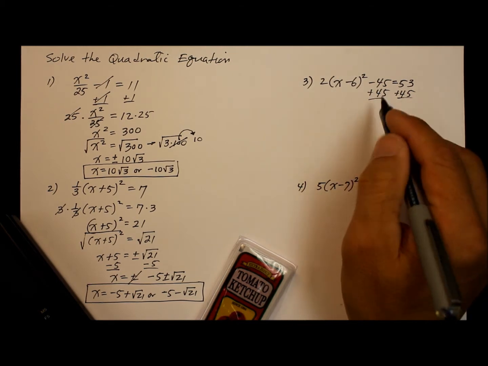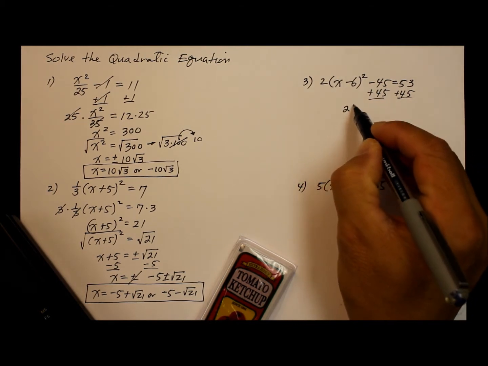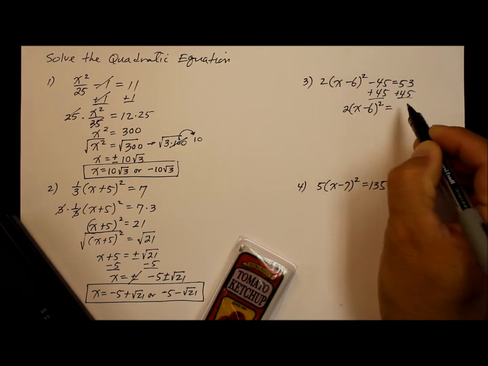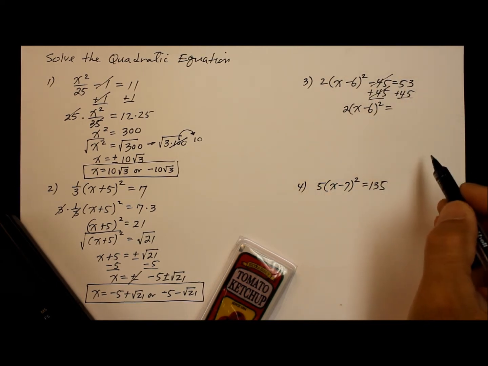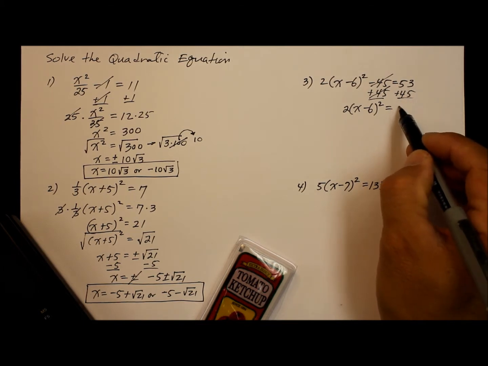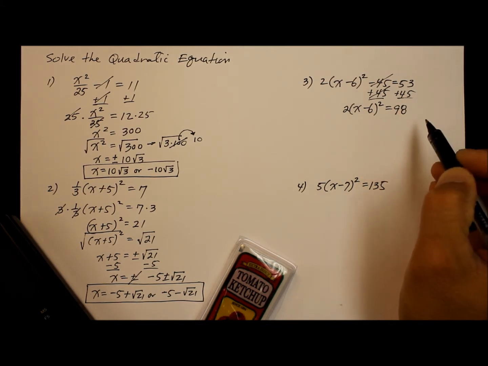So what you have remaining on the left side of the equation is now 2 times the quantity of x minus 6 squared, because negative 45 is gone. And on the right side, 53 plus 45, I see that's going to be 98.